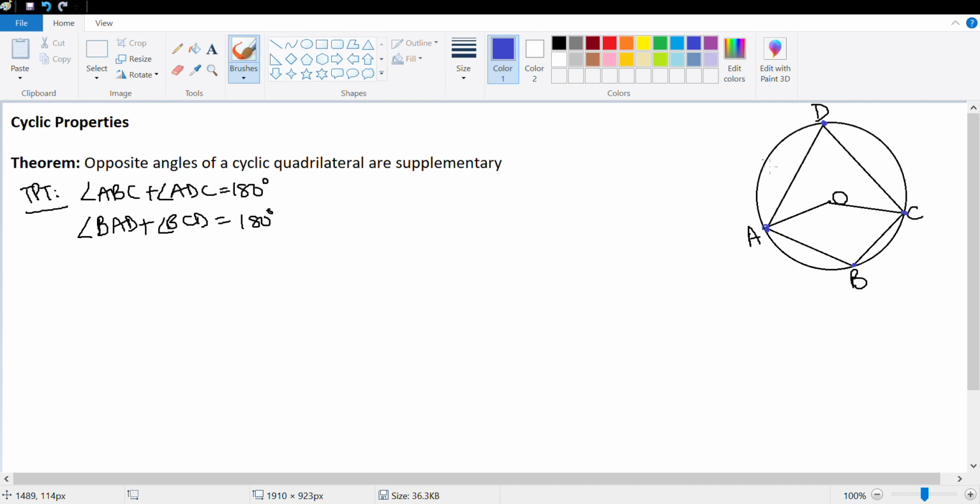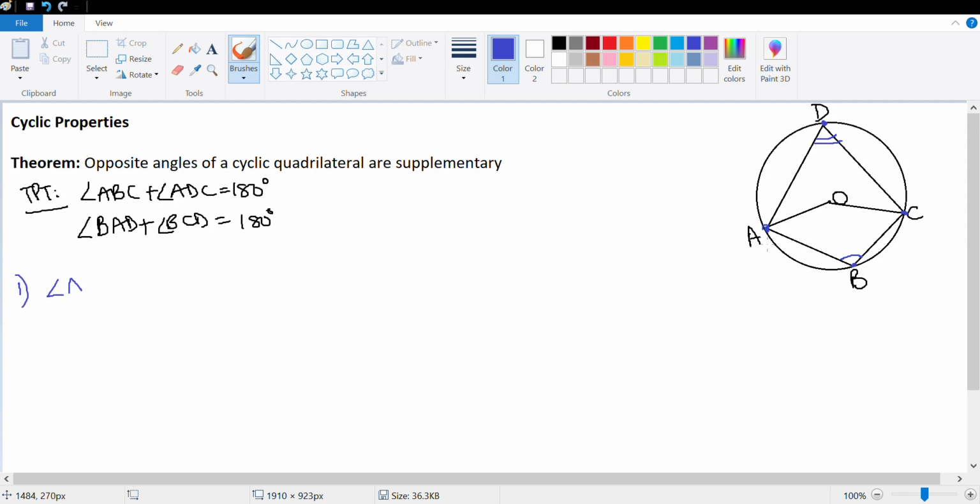Now property 1 of a cyclic quadrilateral is that the opposite angles are supplementary, which means angle D here and angle B here, if I add them, they will be equal to 180 degrees. Similarly, DAB plus DCB will be equal to 180 degrees. The proof of this is in your syllabus. So let's just look at this proof. What we already know is angle A.